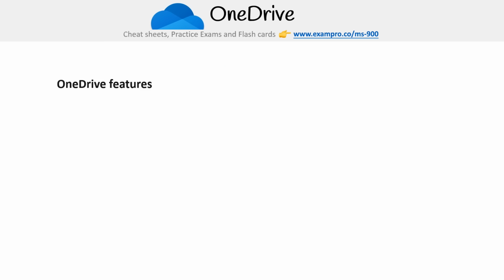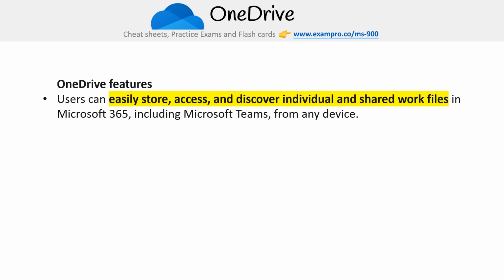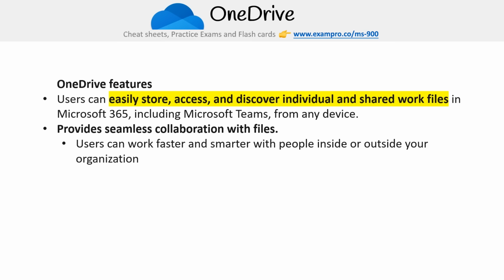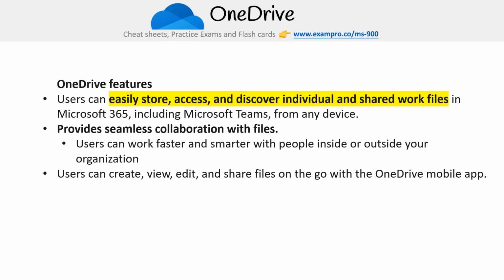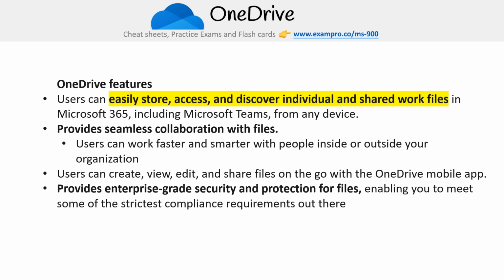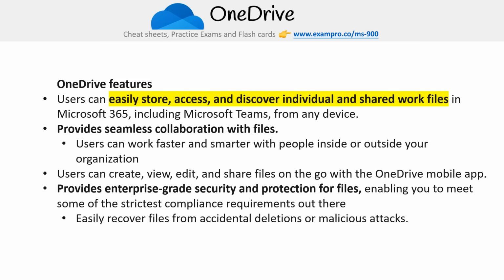So let's go over some of the key features of OneDrive that help promote collaboration. Users can easily store, access, and discover individual and shared work files in Microsoft 365, including Microsoft Teams, from any device. OneDrive provides seamless collaboration with files. It helps users work faster and smarter with people inside or outside your organization. Users can create, view, edit, and share files on the go with the OneDrive mobile app. OneDrive provides enterprise-grade security and protection for files, enabling you to meet some of the strictest compliance requirements out there. You can also easily recover files from accidental deletions or malicious attacks. So that's OneDrive and the key features to promote collaboration.